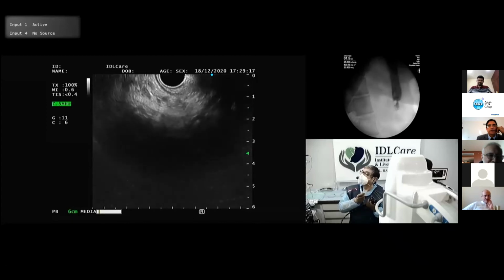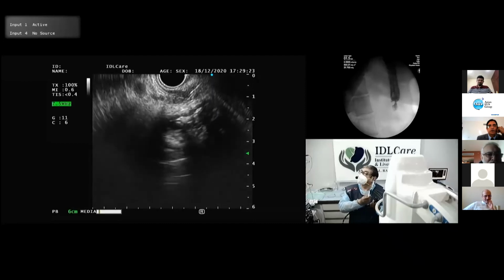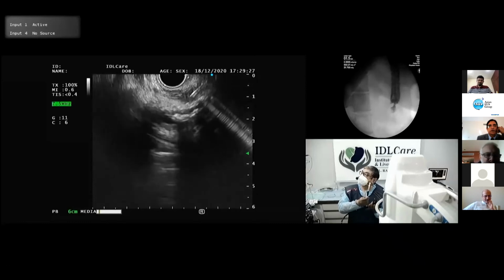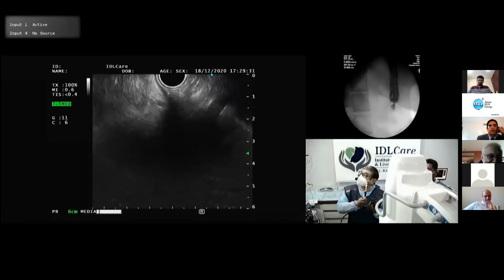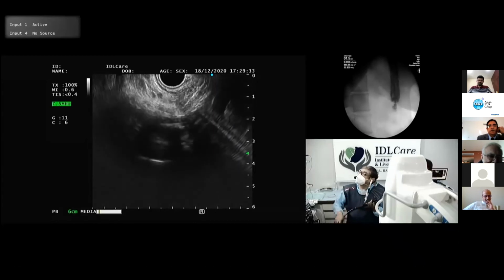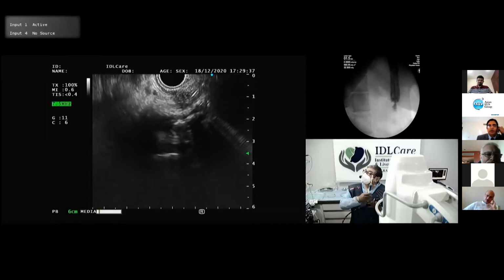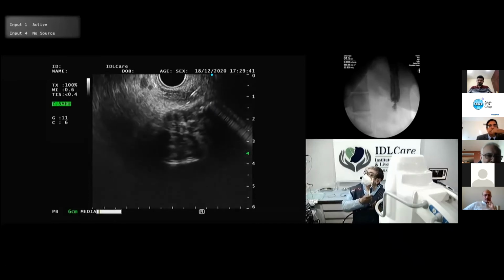Very hard. Risky, very risky. See, the pancreas is very hard. Not very easy to puncture with the 19 gauge also. I am at the wall now. I'm right at the wall.